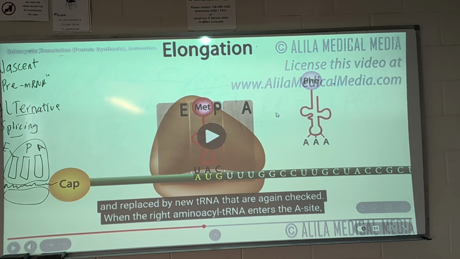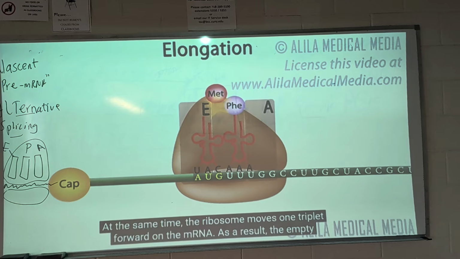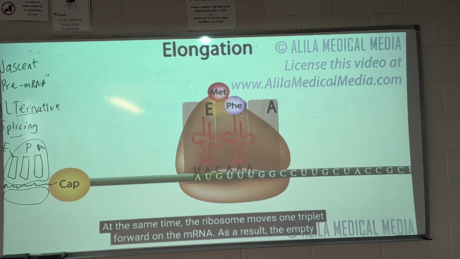A peptide bond is made between the two now adjacent amino acids. As the peptide bond is formed, the tRNA in the P site releases the amino acids onto the tRNA in the A site and becomes empty. At the same time, the ribosome moves one triplet forward on the mRNA. As a result, the empty tRNA is now in the E site, and the peptidyl tRNA is in the P site. The A site is now unoccupied and is ready to accept a new tRNA. You see, it left, exited. The cycle is repeated for each codon on the mRNA.